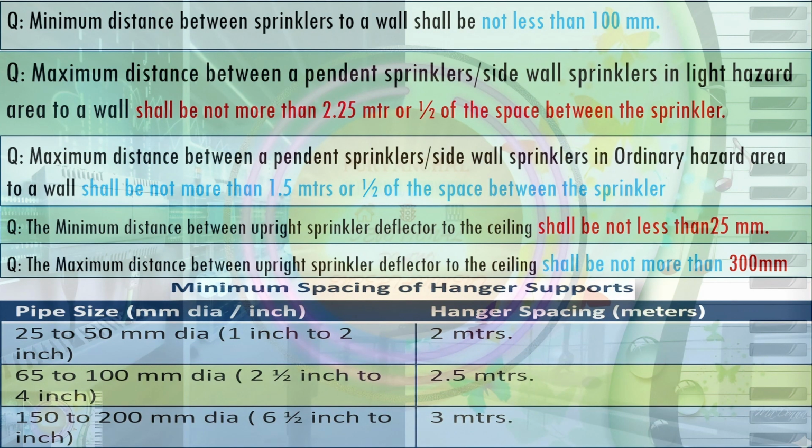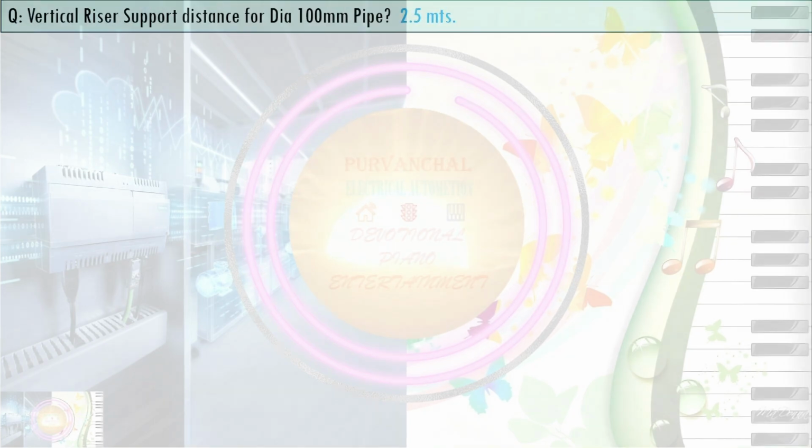Here we can see the minimum spacing of hanger support for pipe hanging. If the pipe is 25 to 50 mm, 1 inch or 2 inches, then 2 meters. Above that, 2 to 4 inches, it is 2.5 meters. If we are going 4 to 6 or 8 inches, then 3 meters. Vertical riser support for a 100 mm pipe should be 2.5 meters.